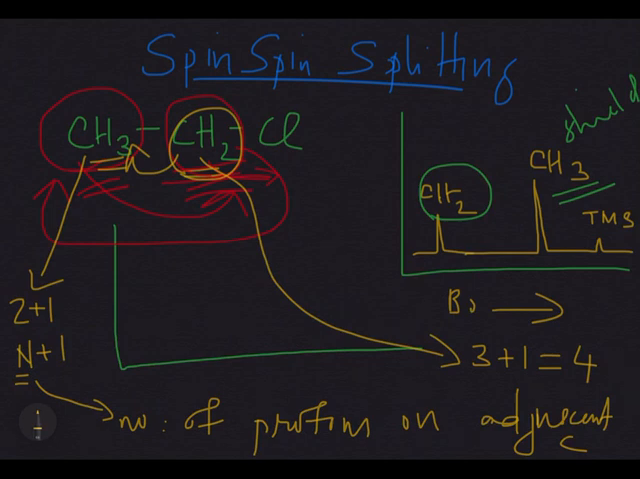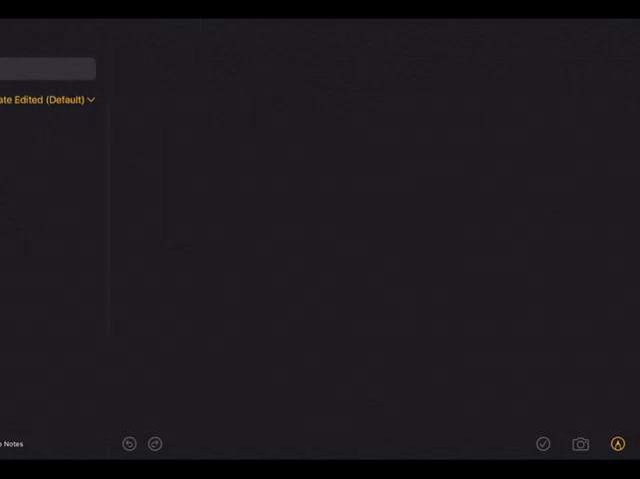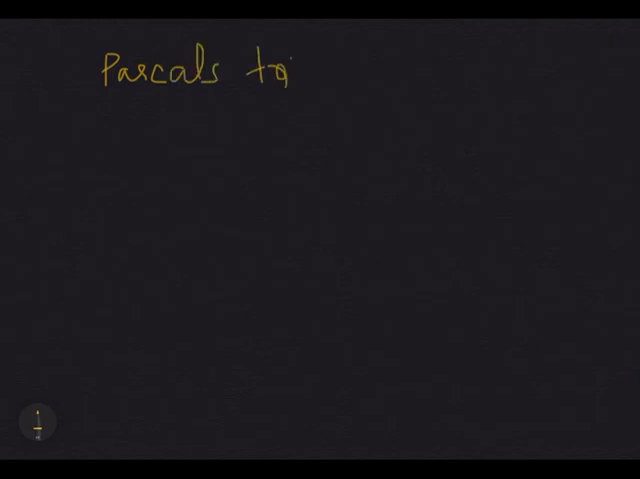Then the intensity of the split signals can be decided by Pascal's triangle. The relative intensities of the split signals are based on the binomial distribution given by Pascal's triangle. What is Pascal's triangle?